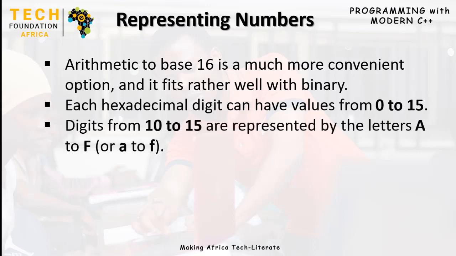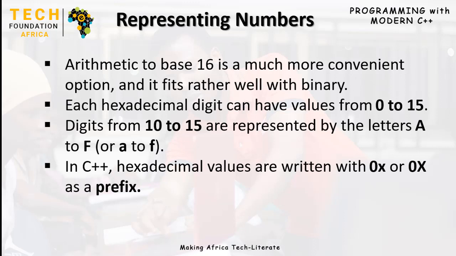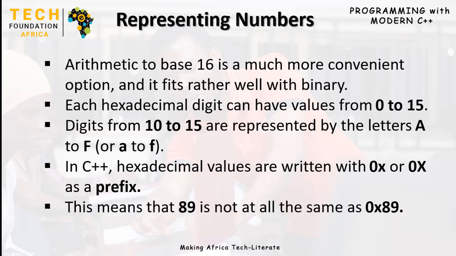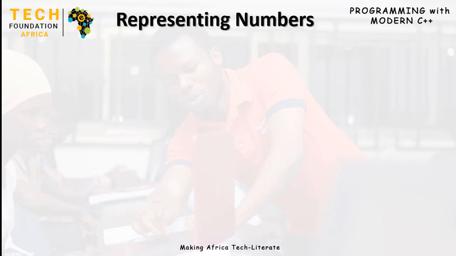Now in C++, hexadecimal values are written starting with 0 and X. They are prefixed with 0x. The X can be capital or small. Is that okay? So if I have 89, it is not the same as 0x89. 89 is just the base 10 representation of the number 89, but 0x89 is a base 16 representation of whatever number that is. Okay, so take note of that.